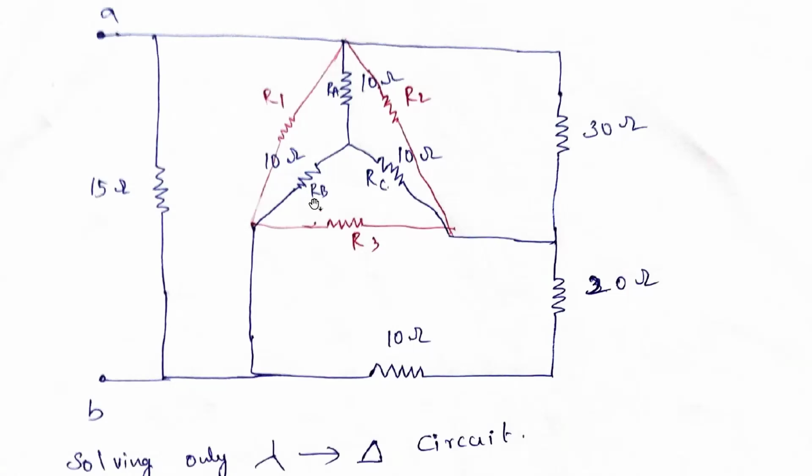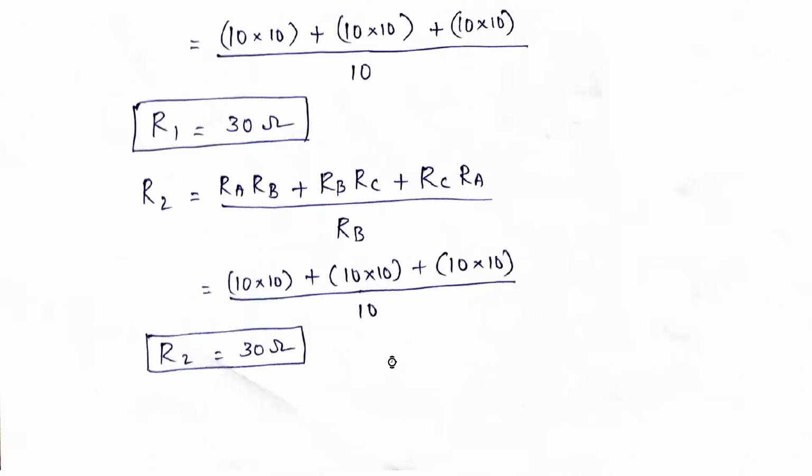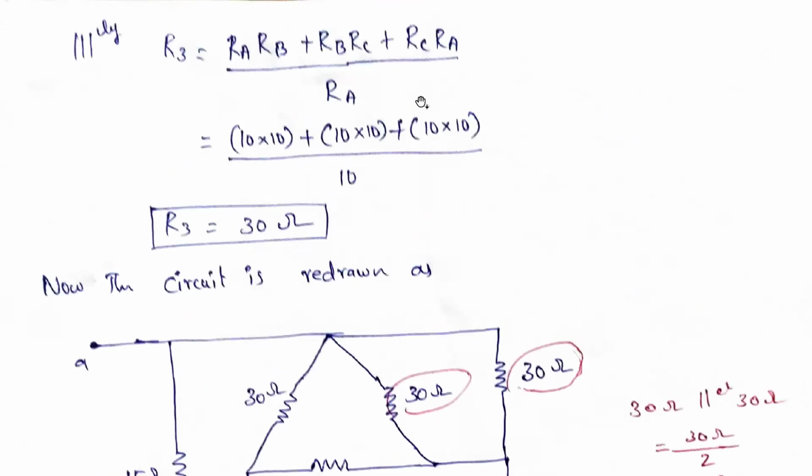Similarly, RA plus RB plus RC, it is RA into RB plus RB into RC plus RC into RA, divided by. Here RB and RC are there, RA is not there, so divided by RA. The same formula, divided by RA. So here again you need to substitute all the resistance values and we can easily find out what R3 is. Now the circuit is redrawn as.